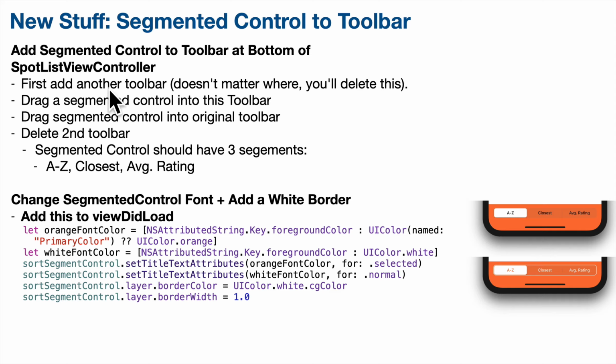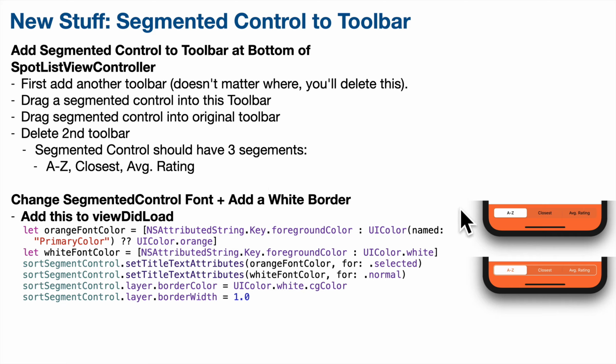Essentially what we're going to do is we're going to add another toolbar, add a segmented control to that. The segmented control will be embedded inside of a bar button item. Then we're going to drag the bar button item with the segmented control into the toolbar that's part of our navigation control. Sounds weird. It's kind of tricky. I'll show you how to do it and you'll be able to do it again if you ever need to add this to a future project.